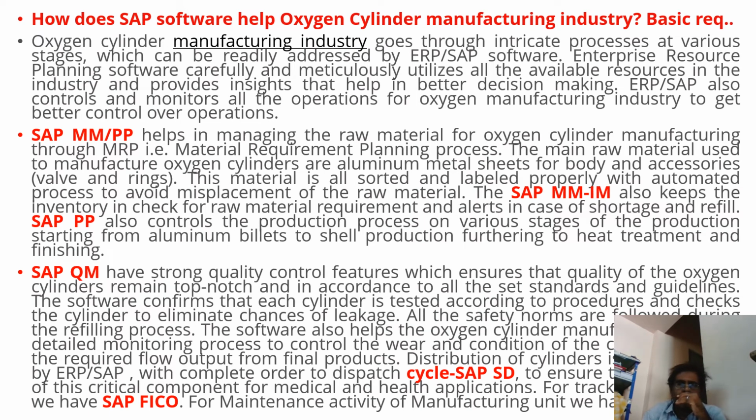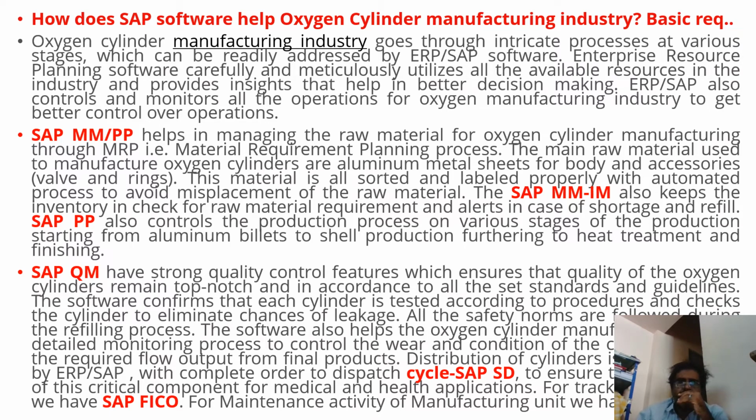So now we have the question: how does the SAP software help the oxygen cylinder manufacturing industry? We have basic requirements of each module, right? The oxygen cylinder manufacturing industry goes through an intricate process, as already told, at various stages, which can be readily addressed by SAP software. Enterprise resource planning is software that carefully and meticulously utilizes all the available resources in the industry and provides insights that help in better decision making. SAP also controls and monitors all the operations for the oxygen manufacturing industry to get better control over operations.